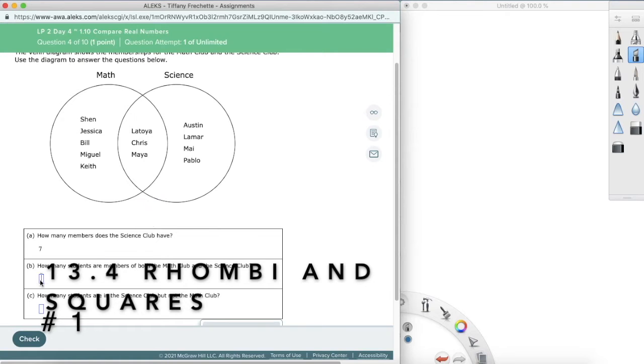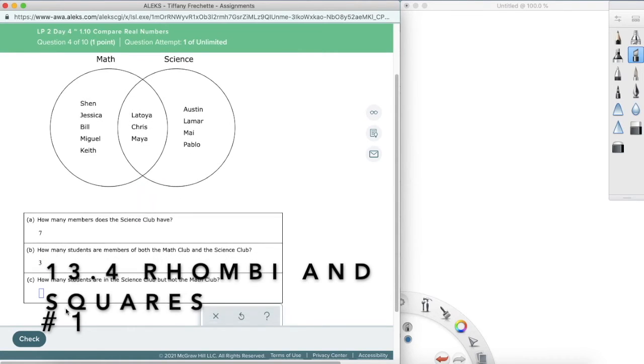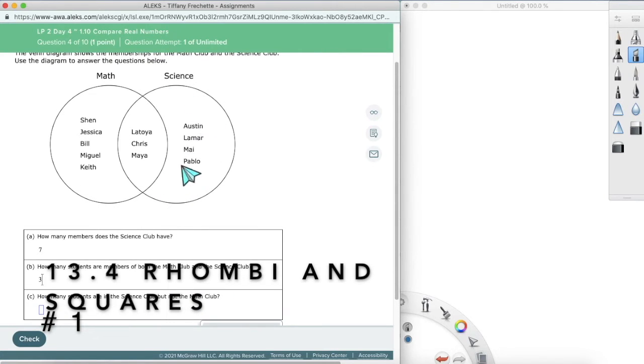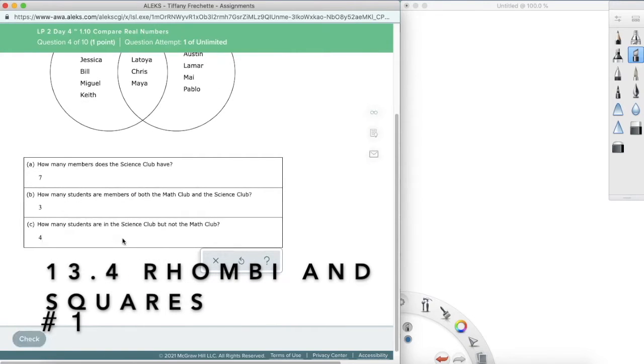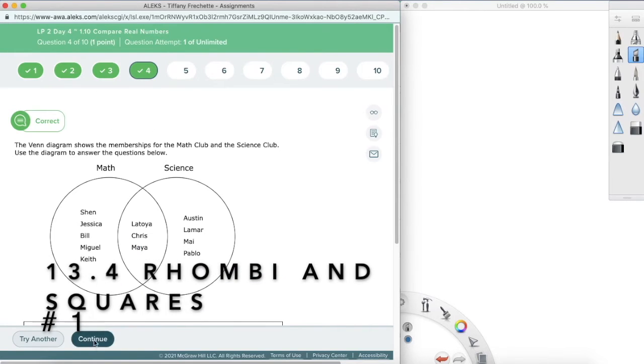3. How many students are in the Science Club but not in the Math Club? So we want Science but not in the Math. So only the 4 that are off to the side there and only the Science Club. All right, let's go ahead and check. Yay, we got it. Okay, we're almost halfway there.